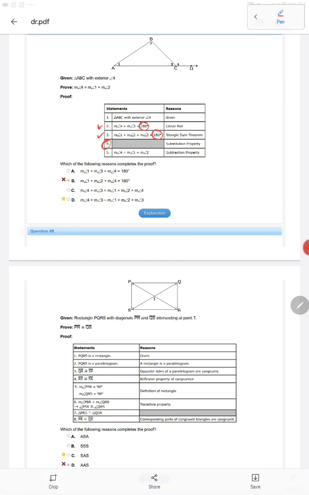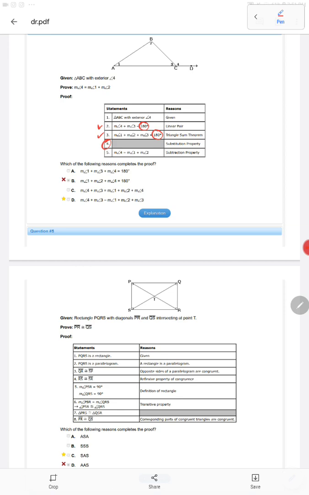On Study Island, substitution property and transitive property are the same. If you have one of them, you can name it either one, but you're not going to have both of those options in one question. It's either going to be substitution property or transitive property.